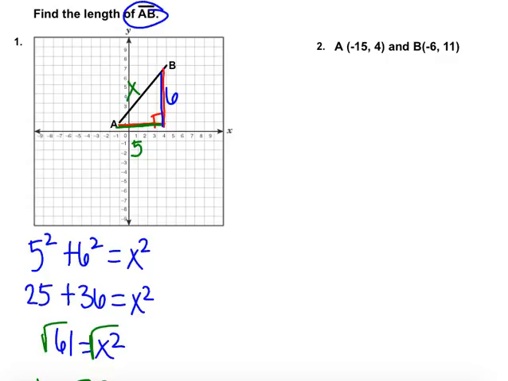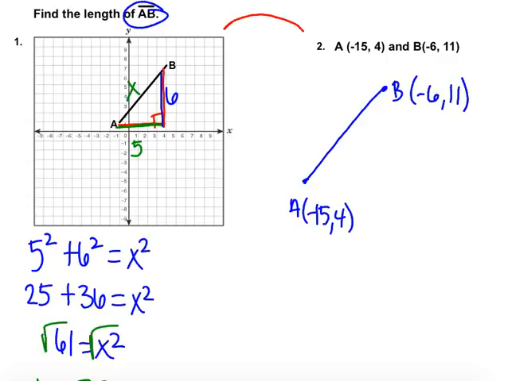Sure we can. So let's just have, let's say, AB right here. And that's negative 15, 4. There's my segment. Call that B. And we know that that's negative 6, 11. Okay, so now we have a problem like we did right here. Now, how did we go from just a segment to a triangle? We drew it in. So let's draw one in.